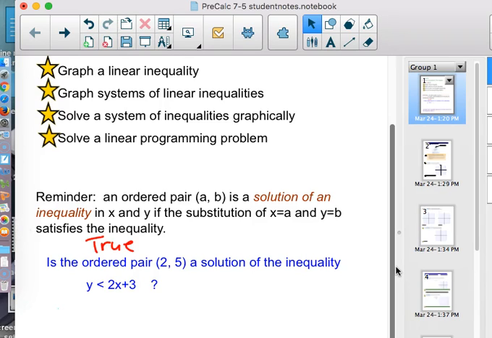You plug in your solution, and it doesn't just work for one of the inequalities, because a system means we have more than one inequality. It works for every single one of them. It makes them true. Then it is a system.